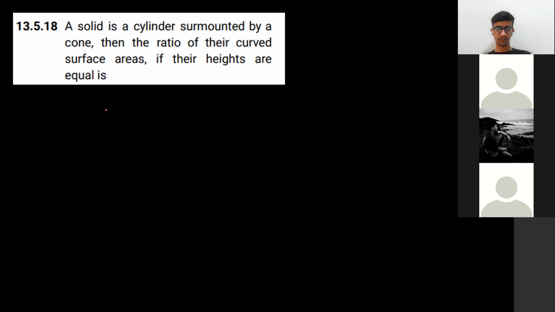So can you once again explain what is the meaning of surmounted? Surmounted means that it's on the top, a solid cylinder surmounted by a cone. So cone is on the top of the cylinder. Okay.